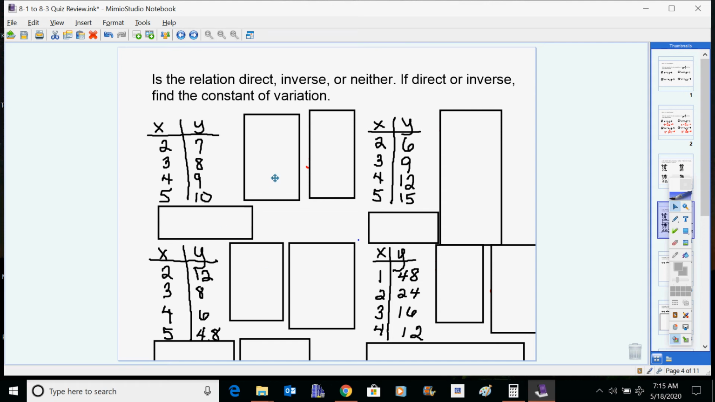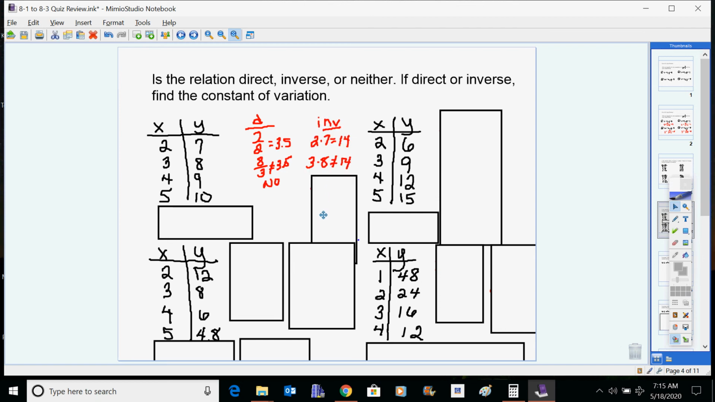All right, so here we have, in order to check for direct, you're checking the division problems, you're checking the quotients. 7 divided by 2, 3 divided by 8. What we find out, 7 divided by 2 is 3.5, but 8.8 divided by 3 is not, so it's not a direct variation. For an inverse, you're checking products. 2 times 7, 3 times 8, not equal to 14. It's kind of sloppy written here, but we know 2 times 7 is 14. 3 times 8 is not 14, so this one is neither direct nor inverse.